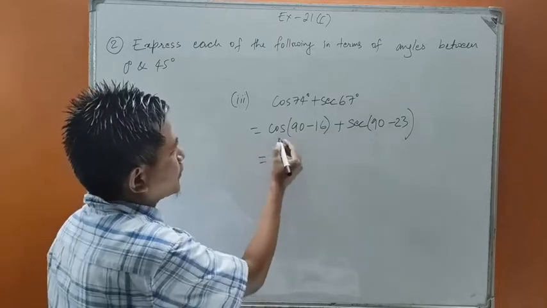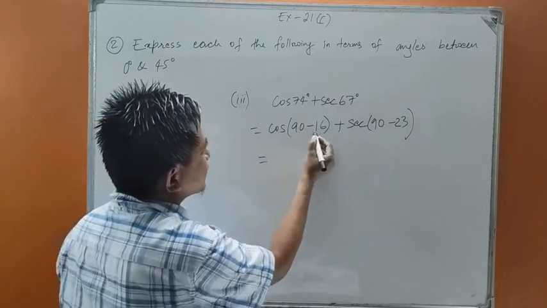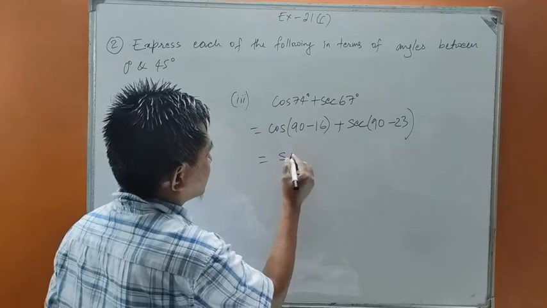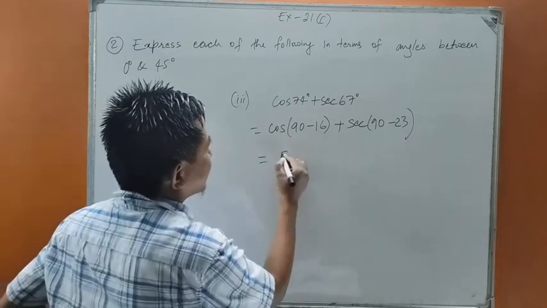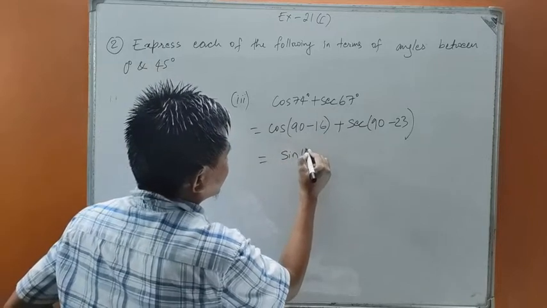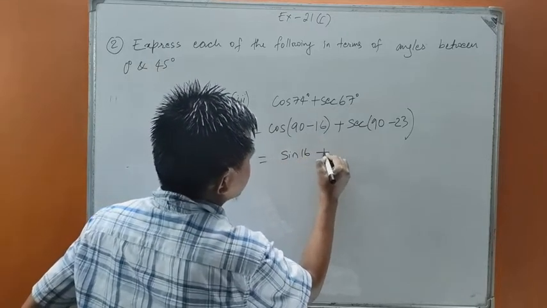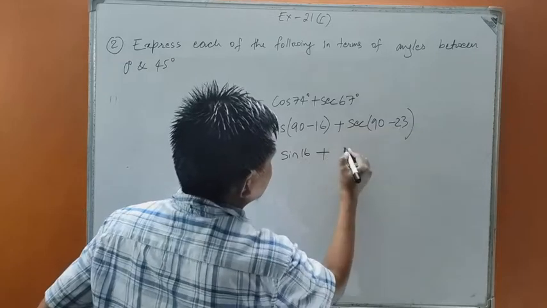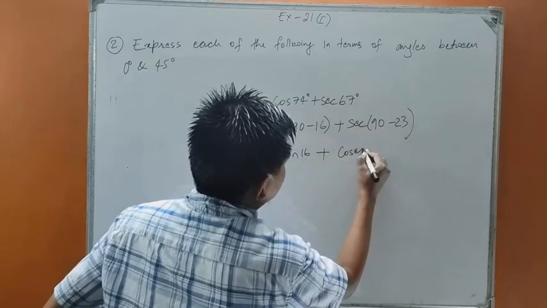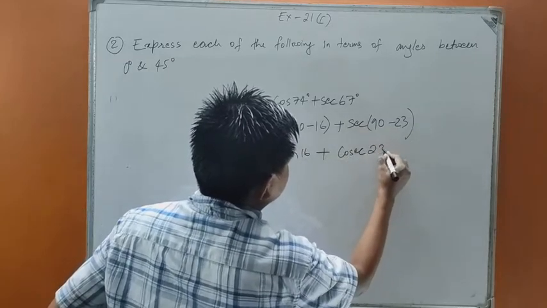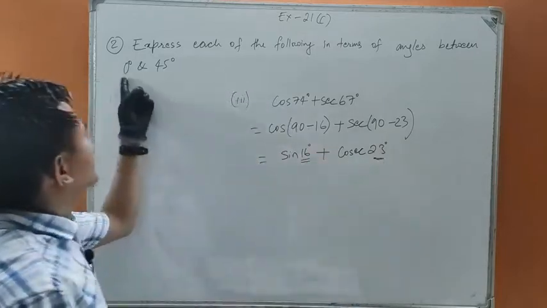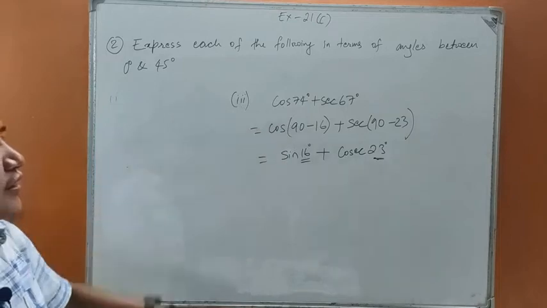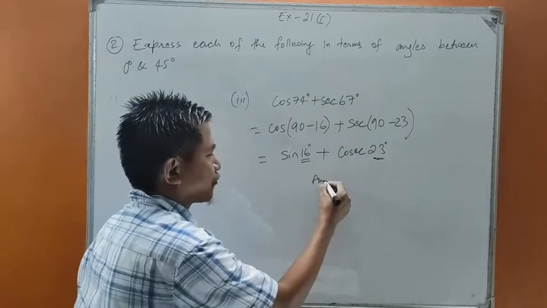Now we have cos 90 minus theta, that is sin theta, plus sec 90 minus theta, which is cosec theta. Cosec theta, theta is 23 degrees. Now here you can see both angles are between 0 degrees and 45 degrees. So this is the answer for question number 3.